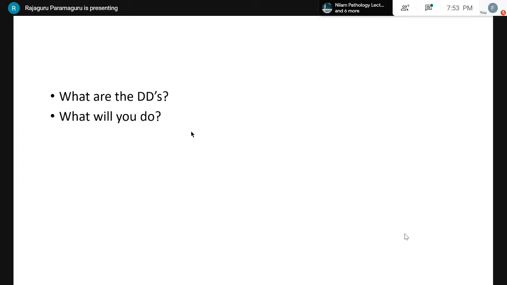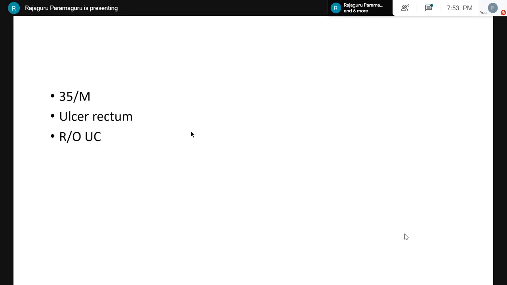So this has to be kept in mind. So this is a case of segmental colitis associated with diverticulosis. So there is the next case, a 35-year-old male with an ulcer in the rectum, to rule out ulcerative colitis. So this was the differential diagnosis.